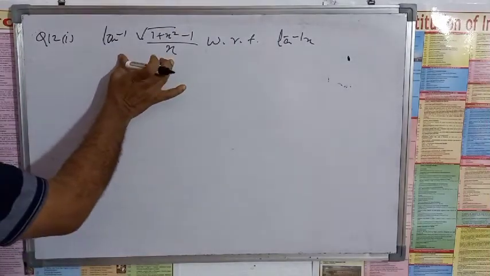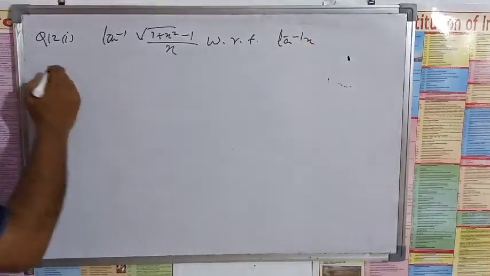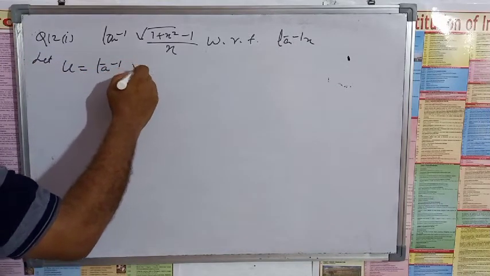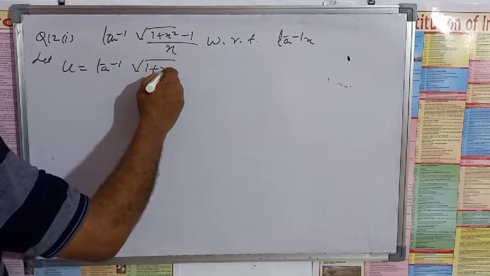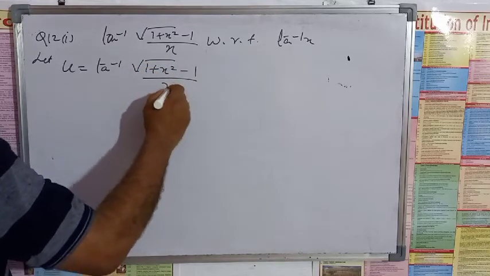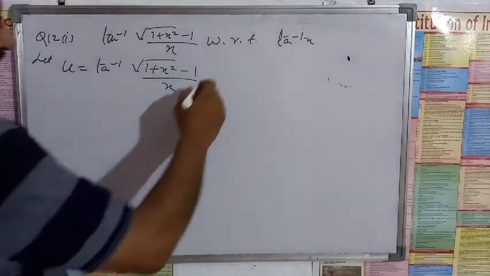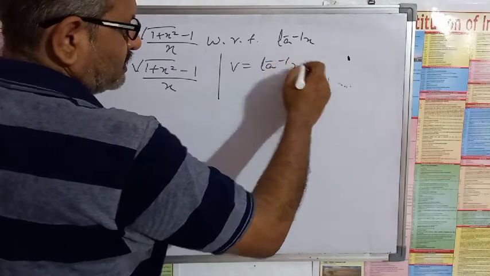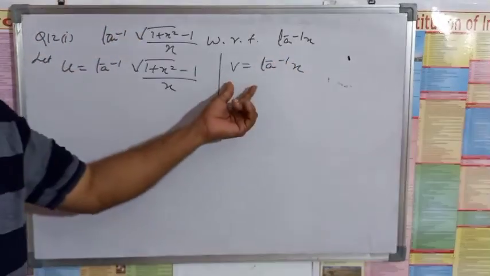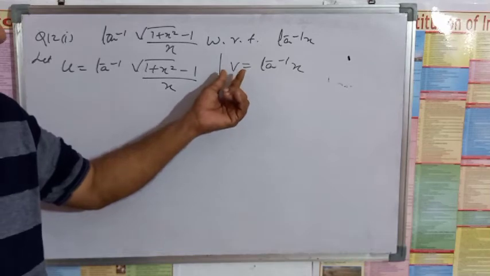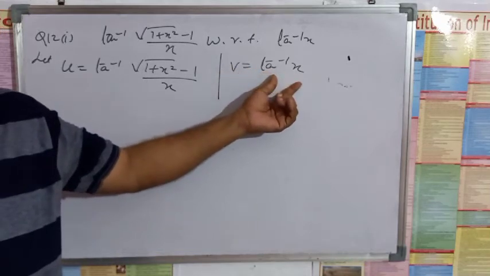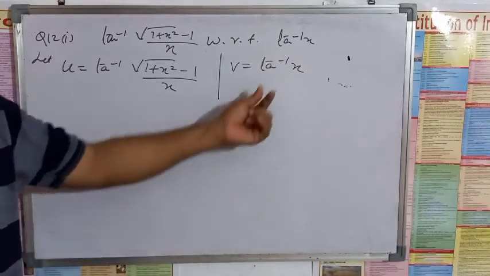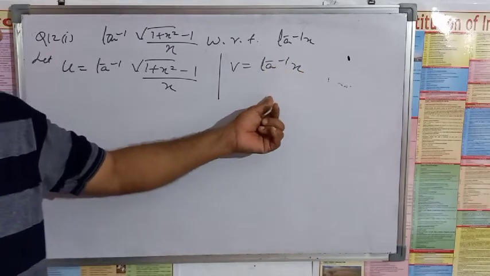Same thing, suppose this one is u and this function is v. So let u be equal to tan inverse of (root of 1 plus x square minus 1) upon x, and v is equal to tan inverse x. We can easily find the derivative of tan inverse x. So dv by dx will be 1 upon 1 plus x square.